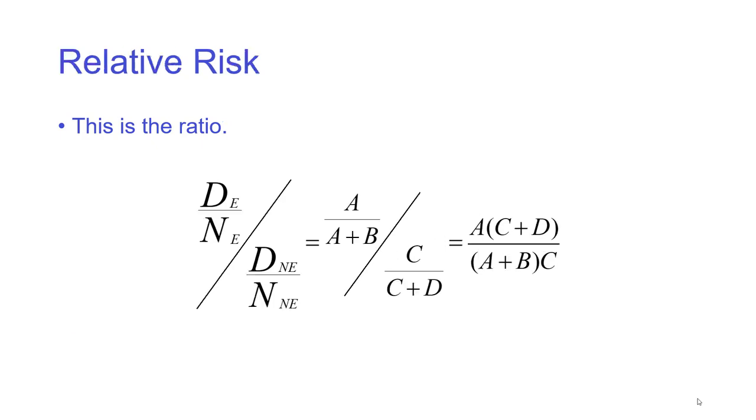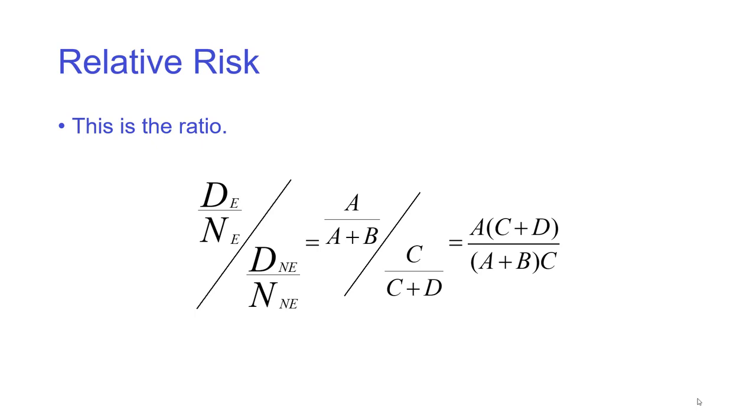An alternative to that is another measure called the relative risk. That's the diseased and exposed divided by the total exposed, then divided by the diseased and not exposed divided by the total not exposed. And it equals A over A plus B, over C over C plus D.